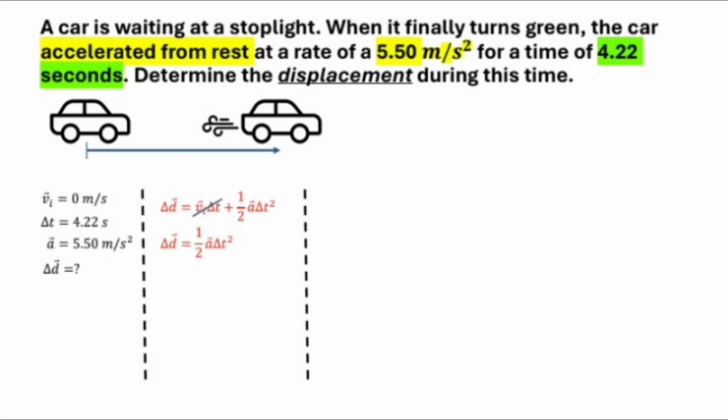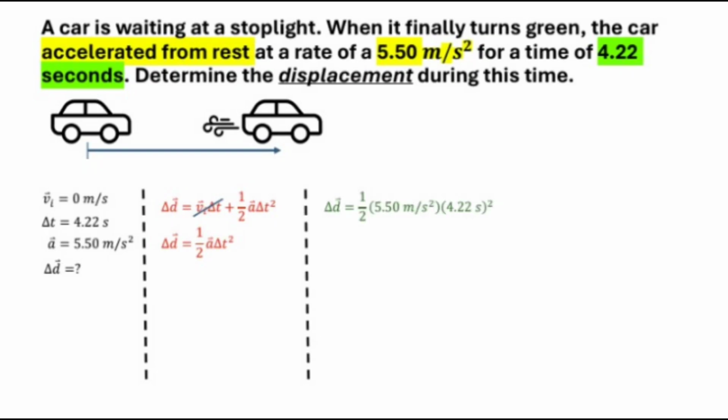After the substitution, we have delta D that is equal to 1/2 multiplied by 5.50 meters per second squared multiplied by 4.22 seconds, and don't forget to square the time. After the unit analysis, we found that seconds squared cancel out, and that is what it should be because the unit for displacement in this situation should be meter, and that's the only thing we have.